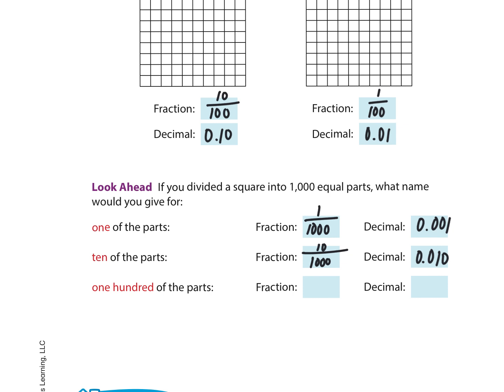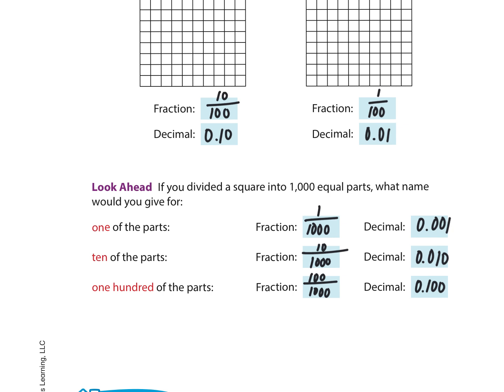Okay, now what if I had 100 of the parts? It would be 100 over 1,000. But what does that decimal look like? Bo. Would it look like 0 decimal 0? No, wait, not that 0. 0 decimal, and then would it be 100? That's exactly right. So you read both of those 100 thousandths.